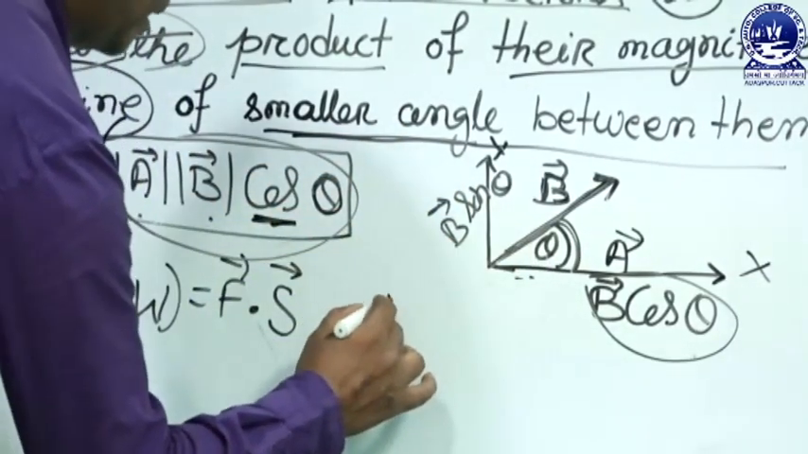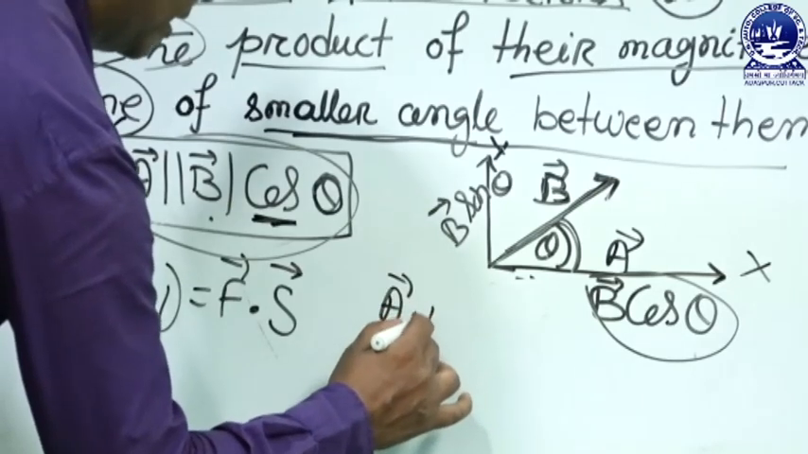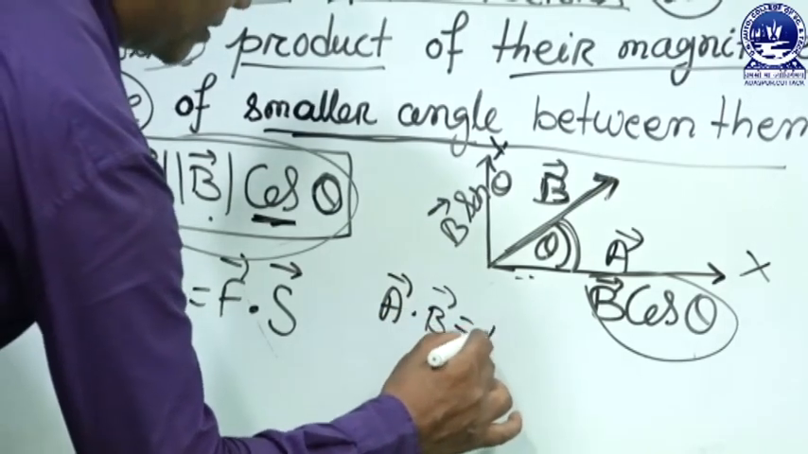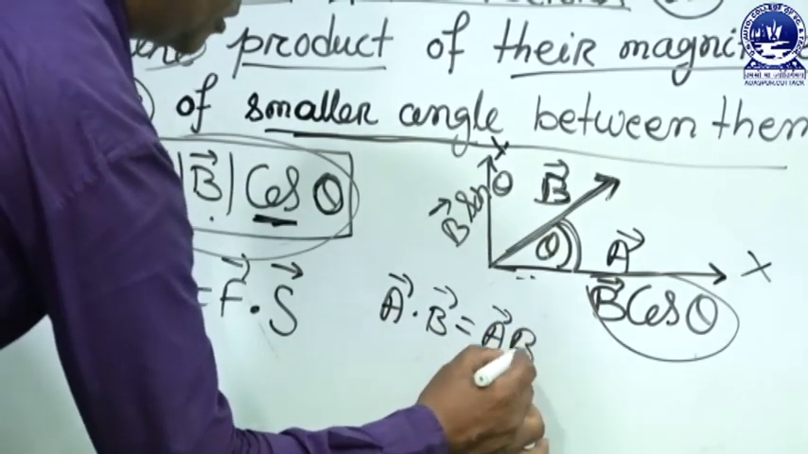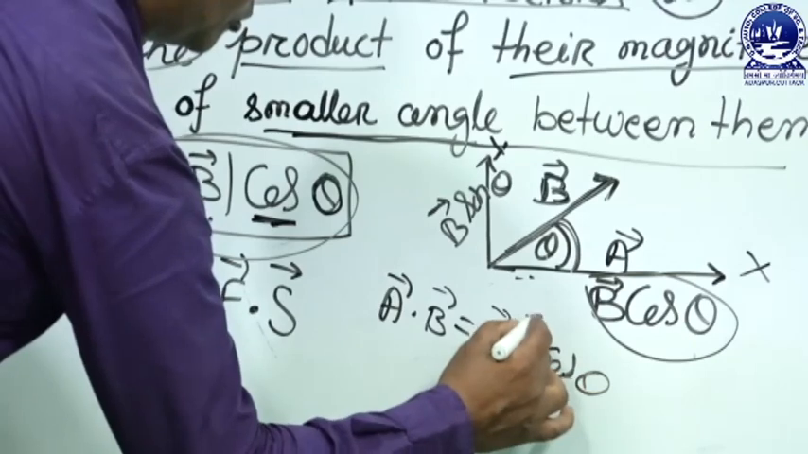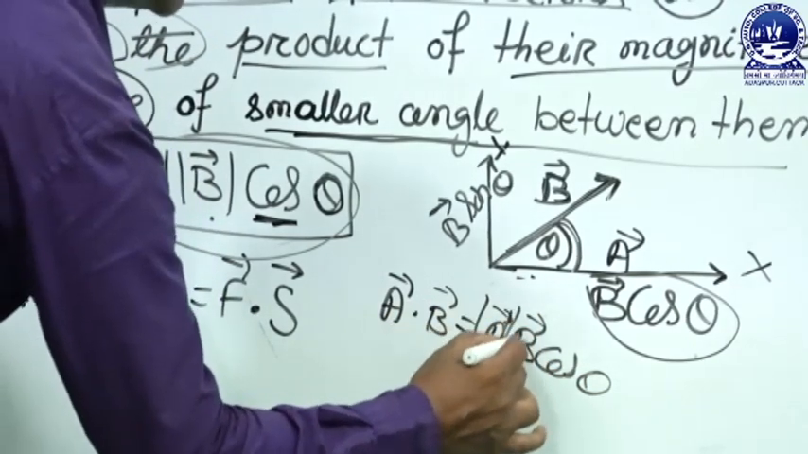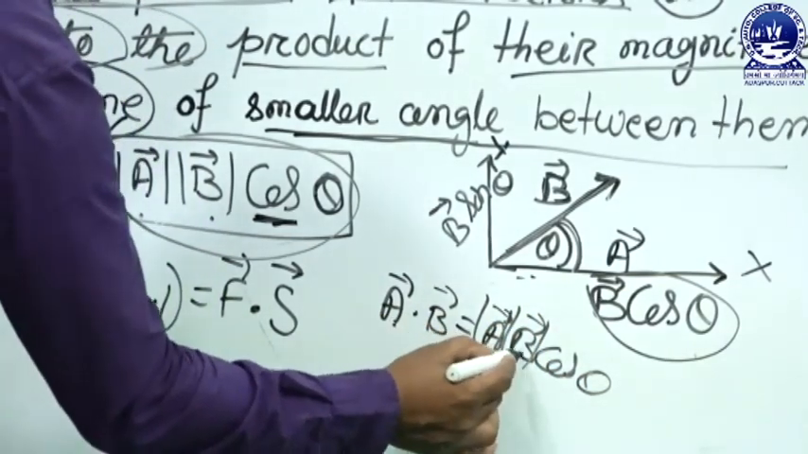So A dot B is equal to the product of A and its component, which is B cos theta. So the product of the vectors is equal to mod A mod B cos theta.